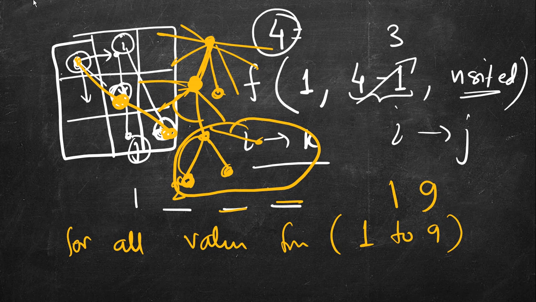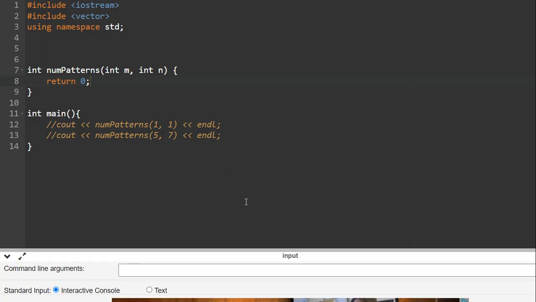So now let's start the implementation of this. This is a simple DFS with certain conditions of adjacency. So now let's write the code for this. This is our code, and we have to define a function num patterns. m is the minimum length, n is the maximum length, and we will try it out on certain inputs to see if it's working or not.